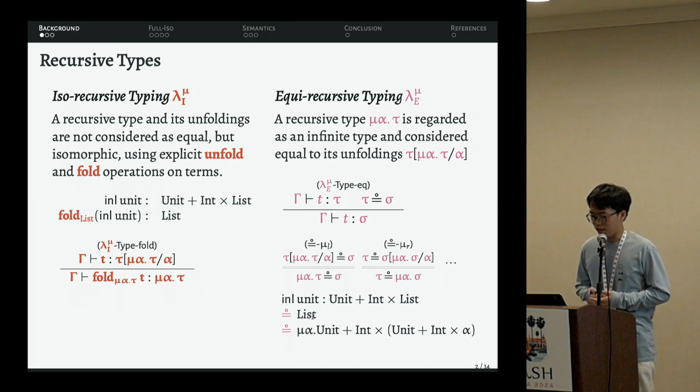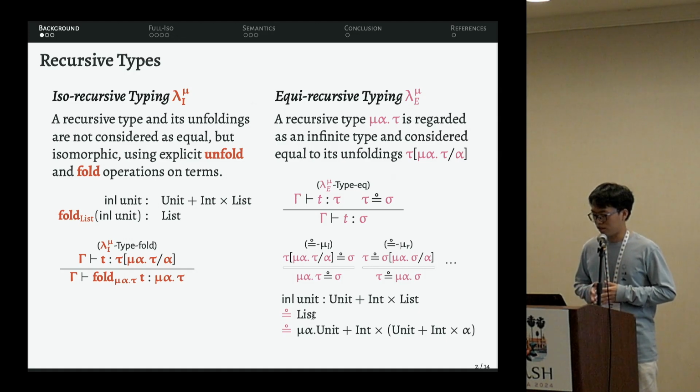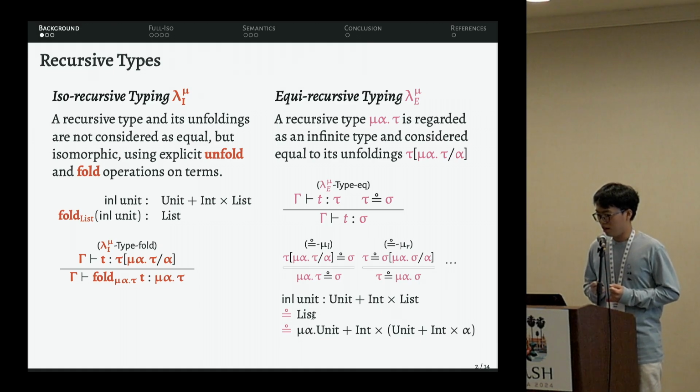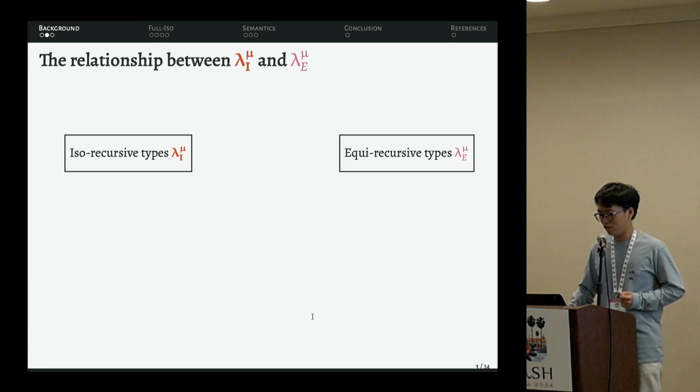As we see, iso-recursive types, with this explicit term-level unroll and roll annotations, usually give you a simpler metatheory. It is also easier to work with when you want to extend it with other features. But that's not the case for equi-recursive types, though equi-recursive types give you convenience in programming. So with all these pros and cons, a natural question is: what is the relationship between these two formulations?